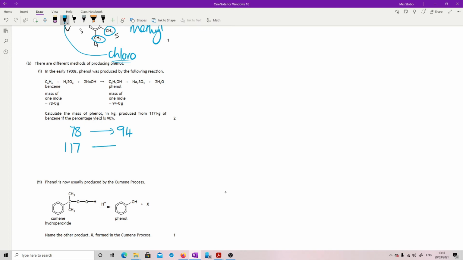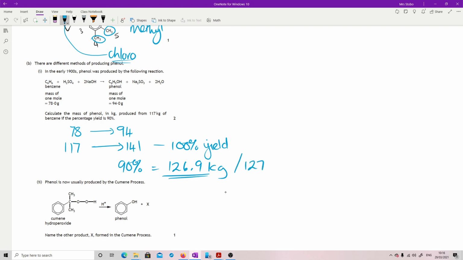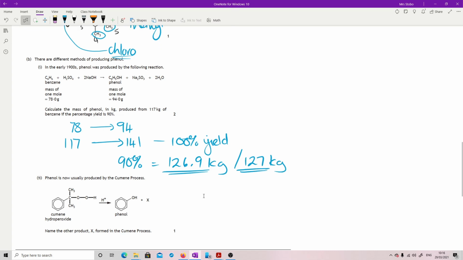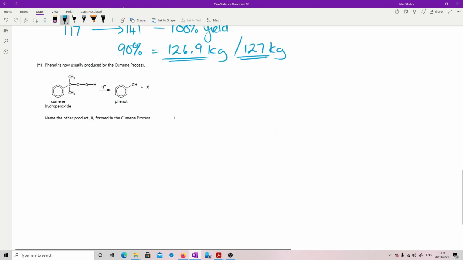It means that 117 gives me 141. That is 100% yield, your theoretical yield, and you may have written it that way round. From that I need 90%, so I multiply by 0.9, which gives 126.9 kilograms, or round it to 127 because it's given us a whole number in that one.